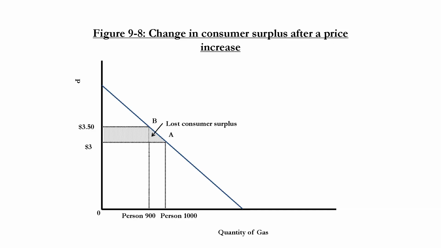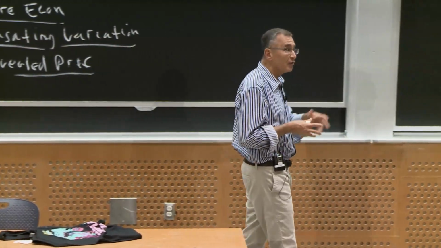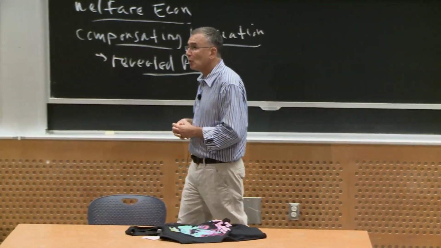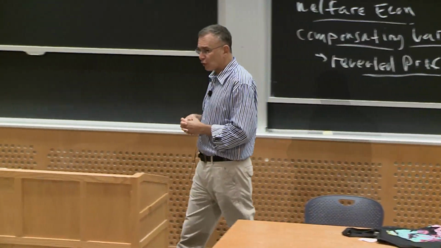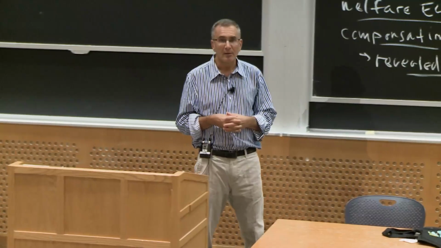Imagine the price of gas rose from $3 to $3.50 a gallon. Well, now what happens? 2 things happen. First of all, fewer people want gas. We knew that already. We know that if the price goes up, demand curves slope down, so fewer people want gas. So now, the marginal purchaser, the person for whom surplus is 0 is the 900th person. And person 901 to 1,000 no longer buy gas. Person beyond 1,000 didn't buy gas anyway.